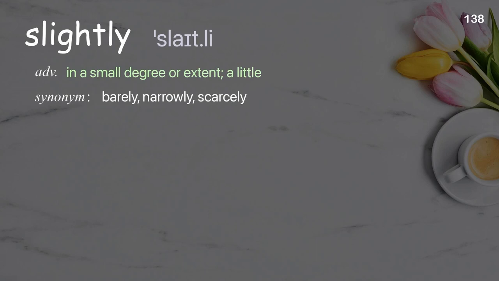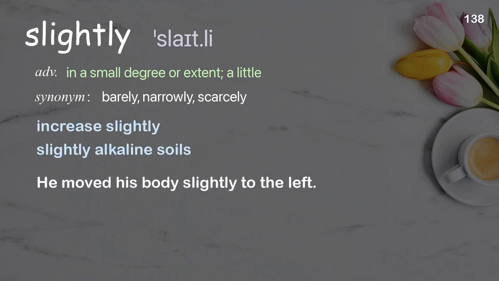Slightly. In a small degree or extent, a little. Examples: increase slightly. Slightly alkaline soils. He moved his body slightly to the left.